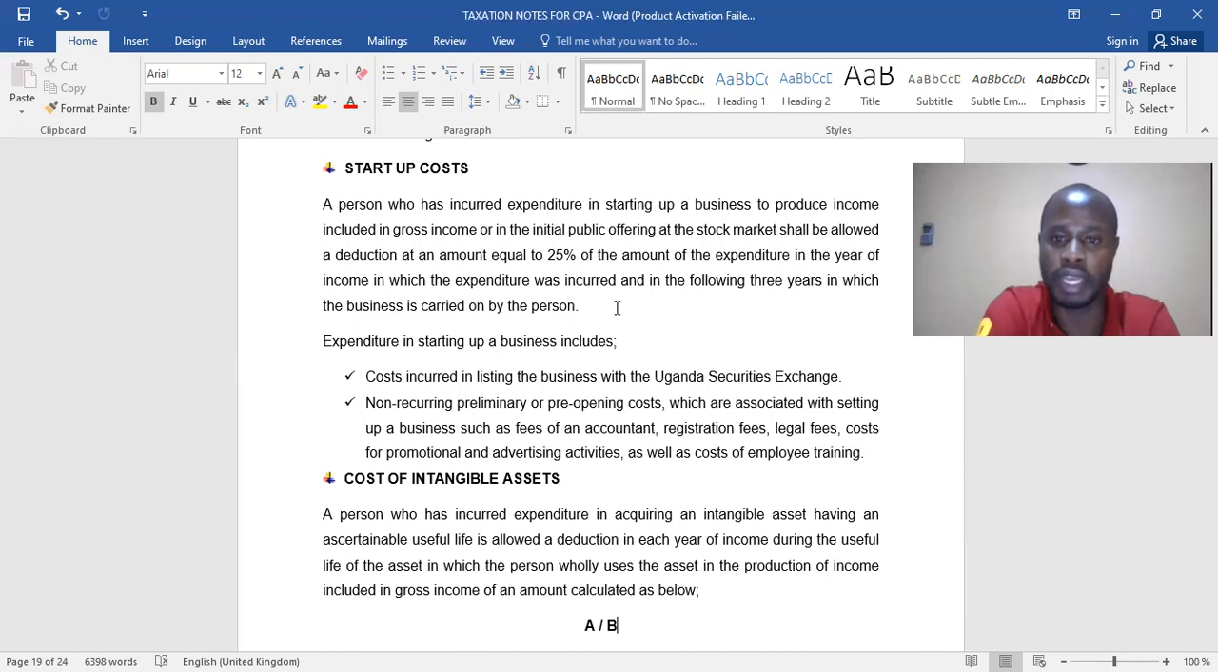So this could be an initial public offering at the stock market. It could be pre-opening costs of a business, or those expenses which are not recurring, like registration, the fees of an accountant or a lawyer, legal costs, advertising, promotion, training of staff. So costs of starting a business are capitalized, but then are allowed in 4 installments, 25% in the first year. This is an area of tax planning, because any deduction we are talking about here is a tax saving. Every deduction I mentioned is a tax saving of 30% on incomes.